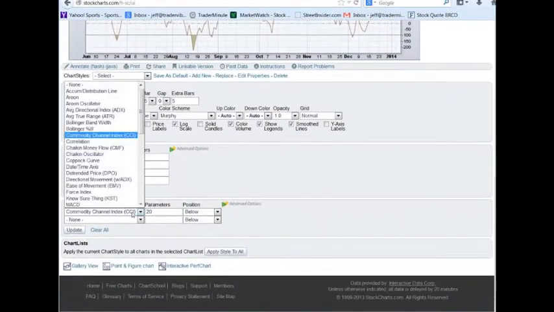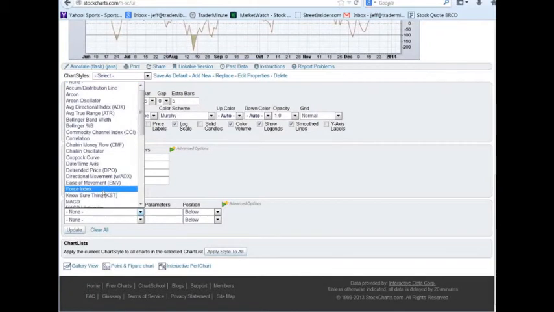Now, the other oscillator here is the Williams percent R.